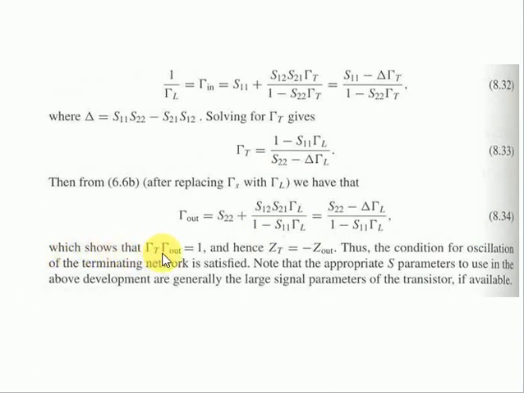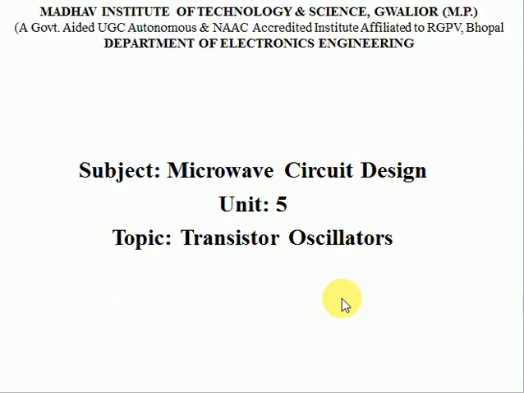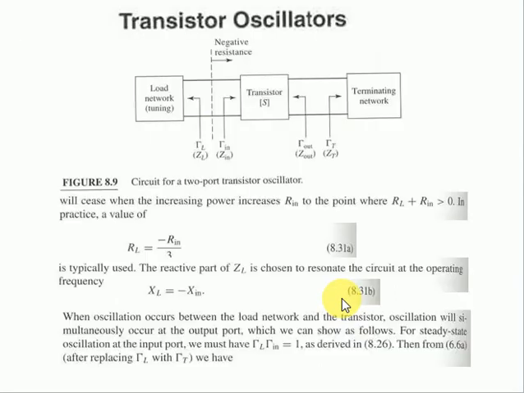Which shows that gamma out is equal to 1, and hence Zout is equal to minus Z0. Thus the condition for oscillation of the terminating network is satisfied. Note that the appropriate S parameters to use in the above development are generally the large signal parameters of the transistor, if available. This condition holds for transistor oscillators.